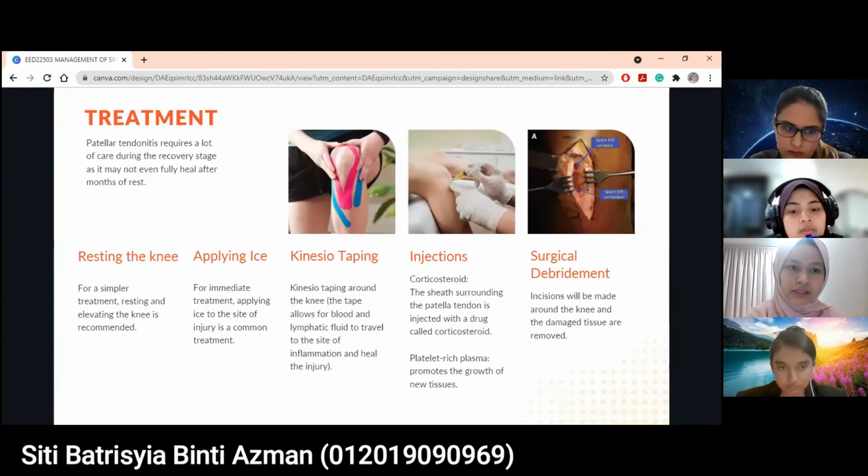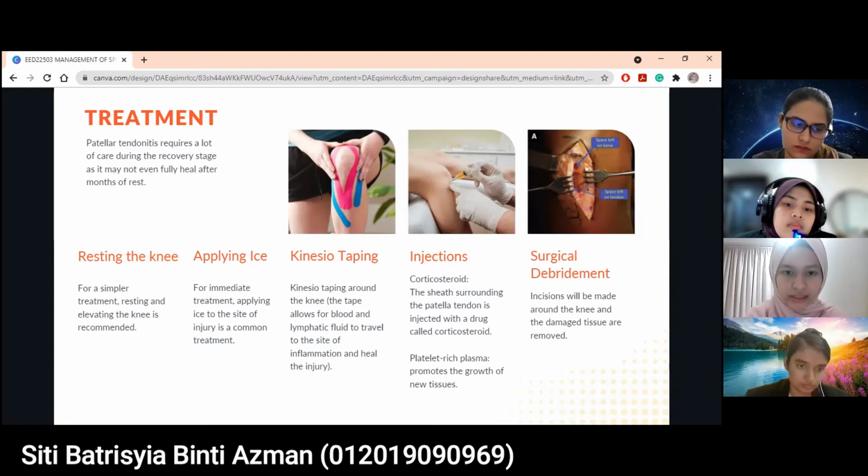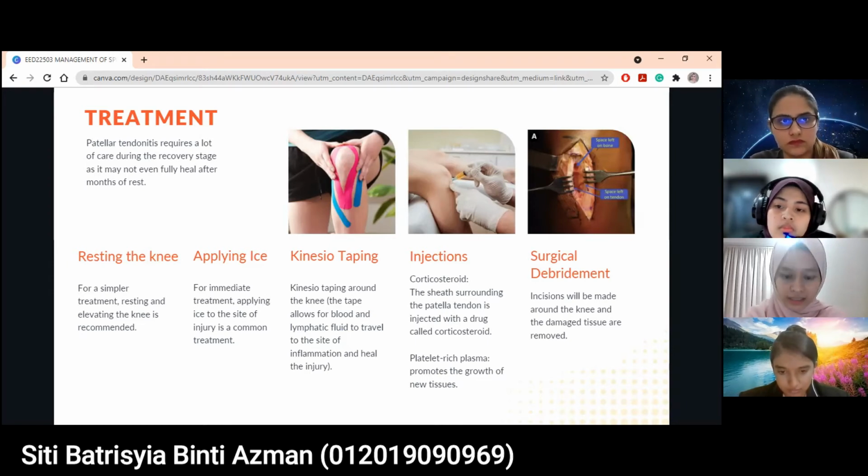Next, the treatments. Patellar tendonitis requires a lot of care during the recovery stage, as it may not even fully heal after months of rest. Just like the previous injuries, you can apply the RICE procedure, resting the knee and applying ice, which is a simpler, more immediate treatment for the injured person. Next is kinesiotaping. Kinesiotaping around the knee allows the blood and lymphatic fluid to travel to the site of the inflammation and heal the injury from inside out.